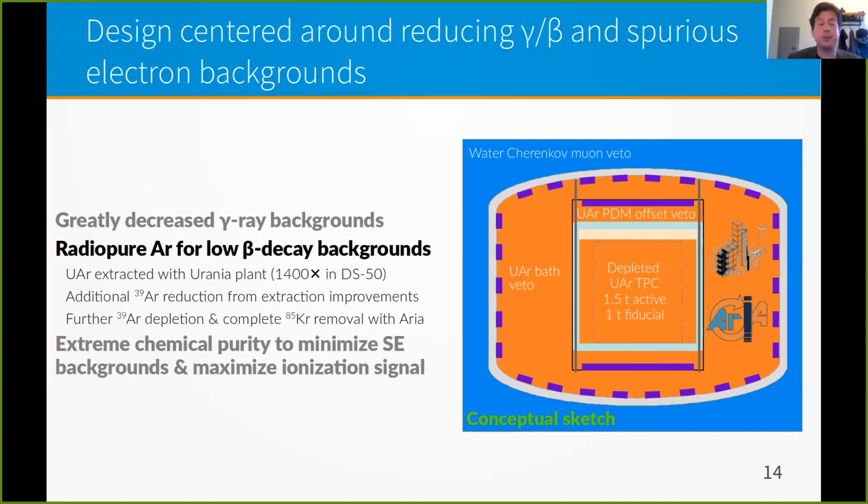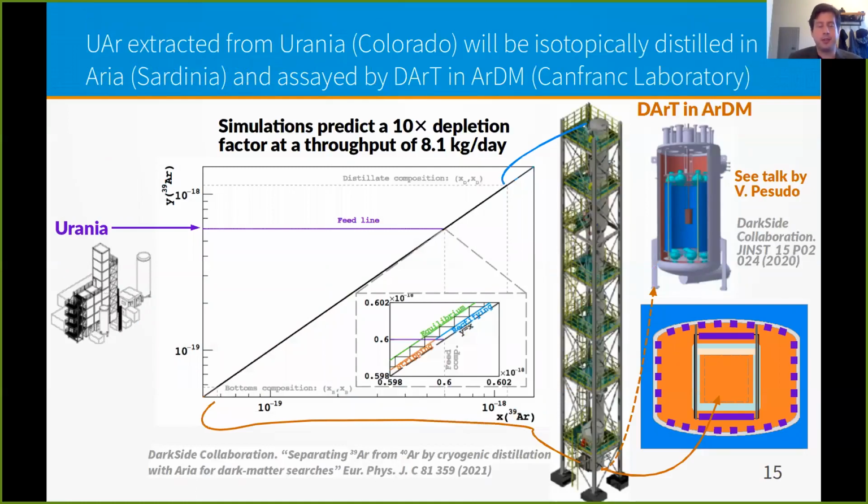The next step is to decrease the beta backgrounds. So as I mentioned, we're using underground argon, which we know is heavily depleted relative to atmospheric argon and maybe even lower due to improvements in the extraction. To further decrease the argon-39 content and completely remove the krypton-85 from our argon, we'll use the ARIA cryogenic distillation column that's being built in Sardinia.